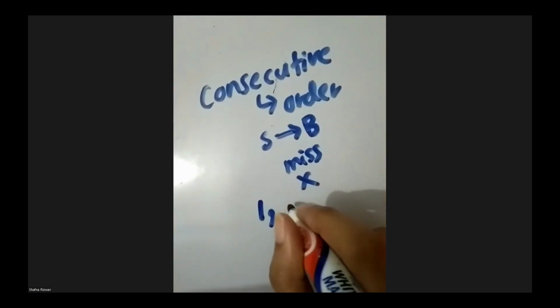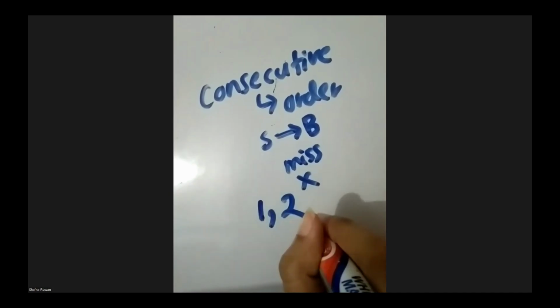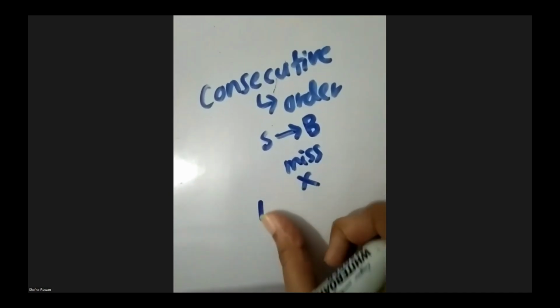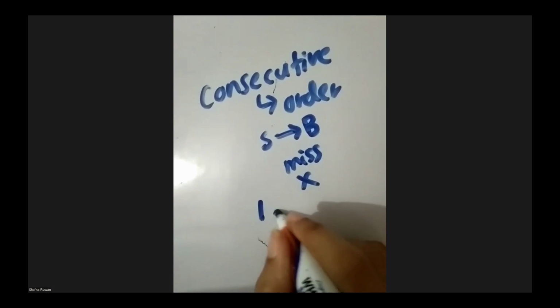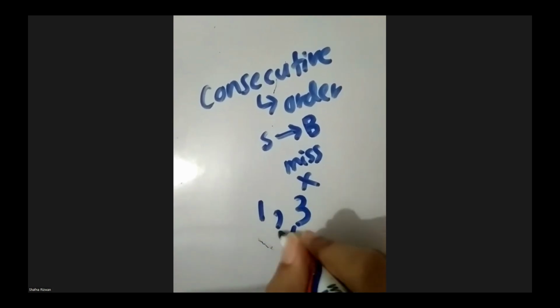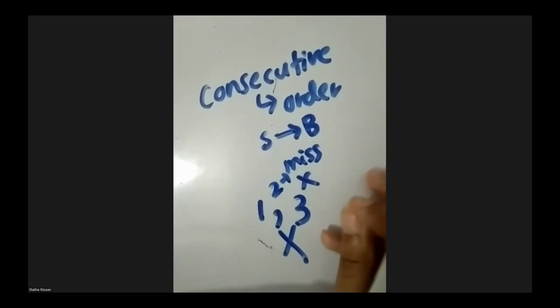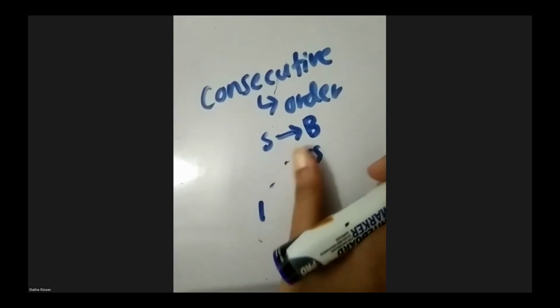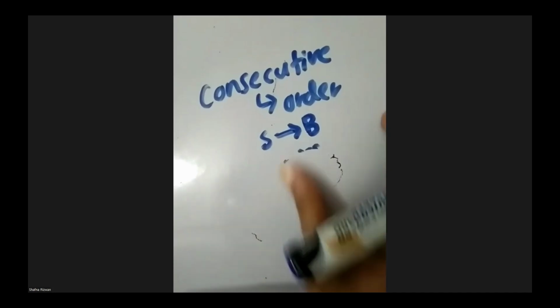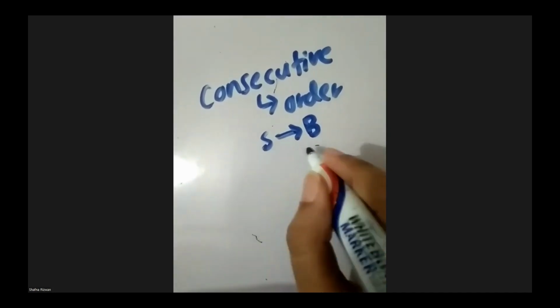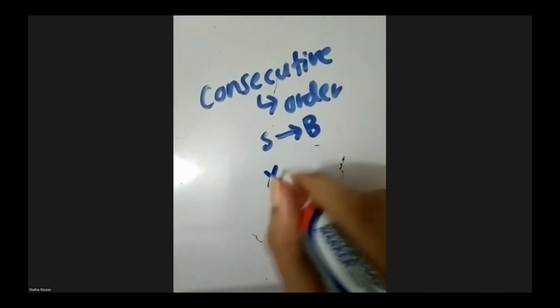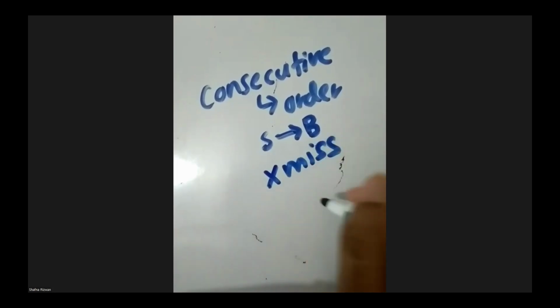Second, you have to write the answer two only. You can't go as one and after that three. No, you can't go. Why? Two is missing. You can't miss the two here. So always remember, consecutive means you have to go in the order from small to big, and you should not miss anything in between.